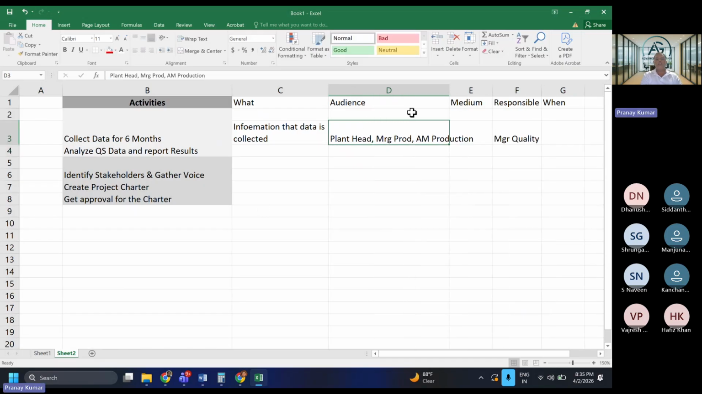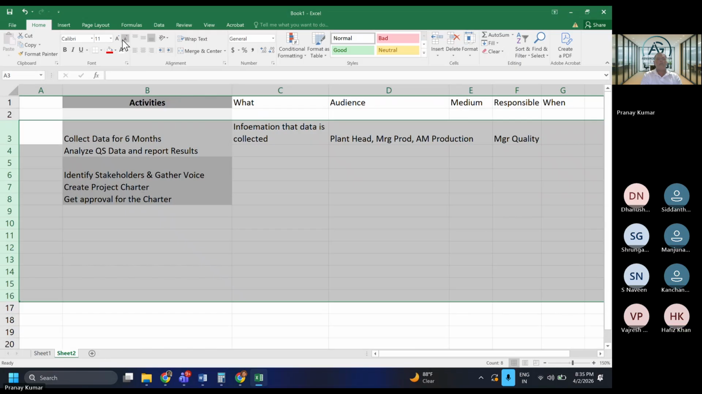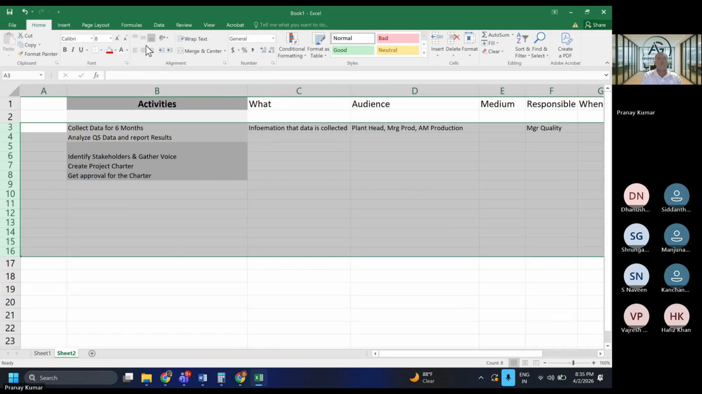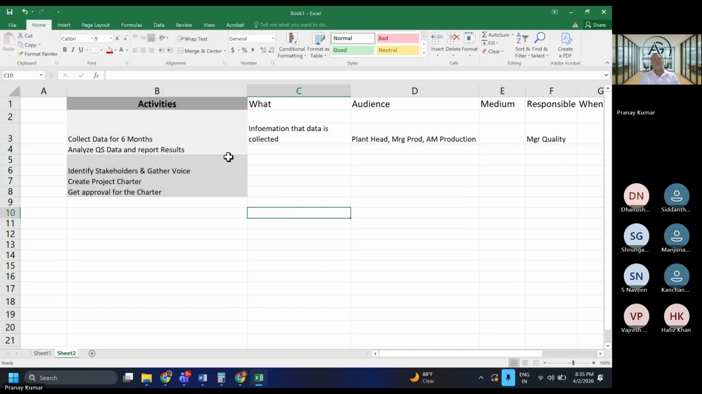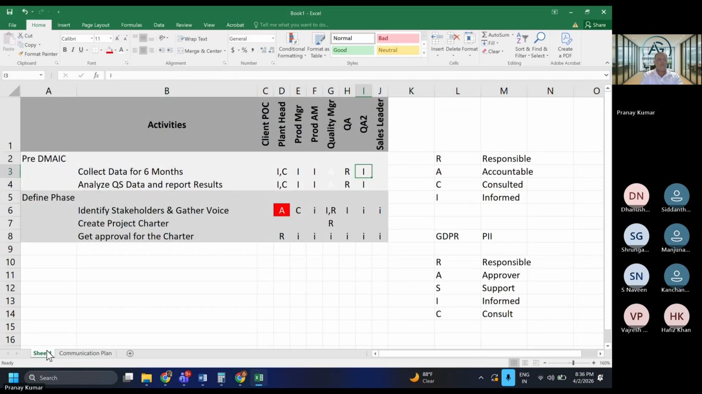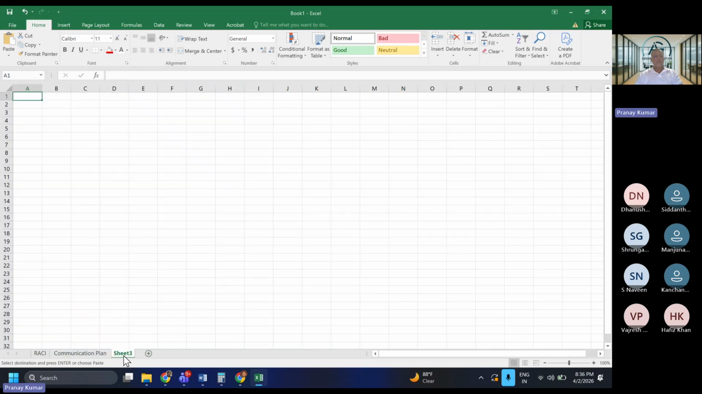Whatever you mentioned in your previous sheet, all of that will come very handy when you are creating your communication plan. Look at your RACI. It will give you a good heads up of the communication plan. People with me, everyone? Now let us do the same activity and build a project plan.